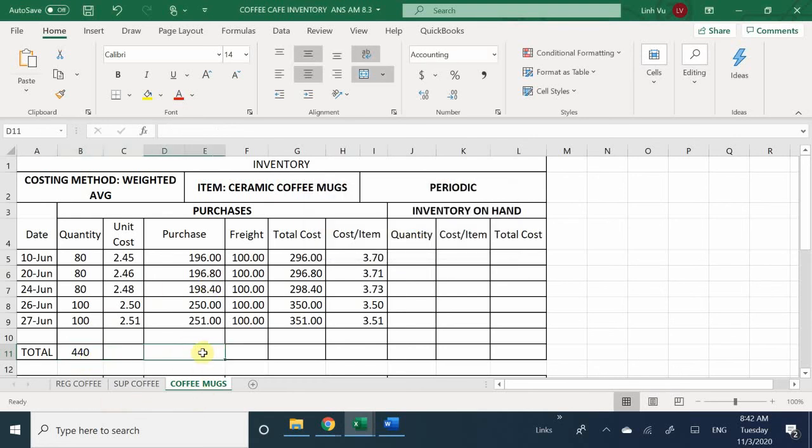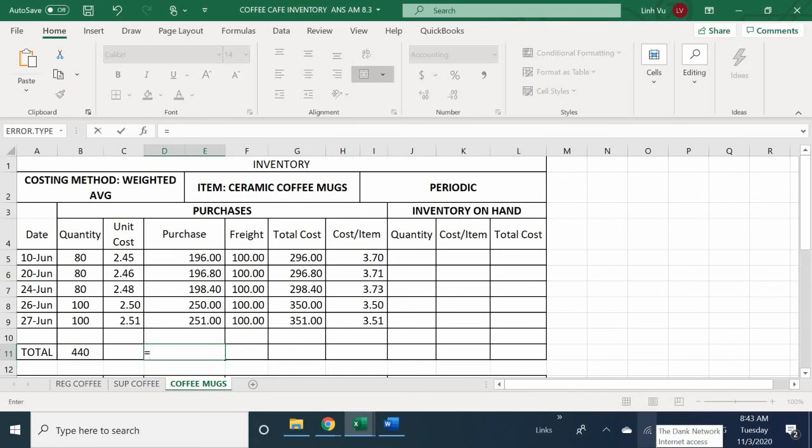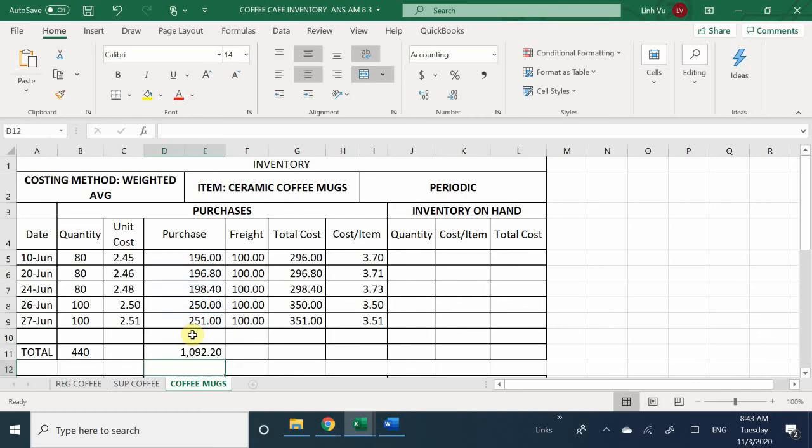Okay, hold on. It says it is. Okay, so let me just type it in, equal sum. And you said it was how much? $1,092.20. Good. And what's your total freight? 500. Okay, let me clear that up.